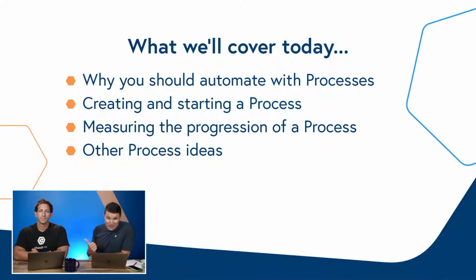Now, I always like to keep us on point of what we're talking about today. Here's what we're going to cover in this webinar. First, we're going to talk about why you should automate your church with processes. Then we'll dive into creating and starting your first automated process. And then we'll talk about measuring the progression of a process, because at the end of the day, John, if you can't measure it, then it's kind of pointless. So you need to be able to keep track of these things. And then we'll finish things off with talking about some other process ideas that you could utilize this for.